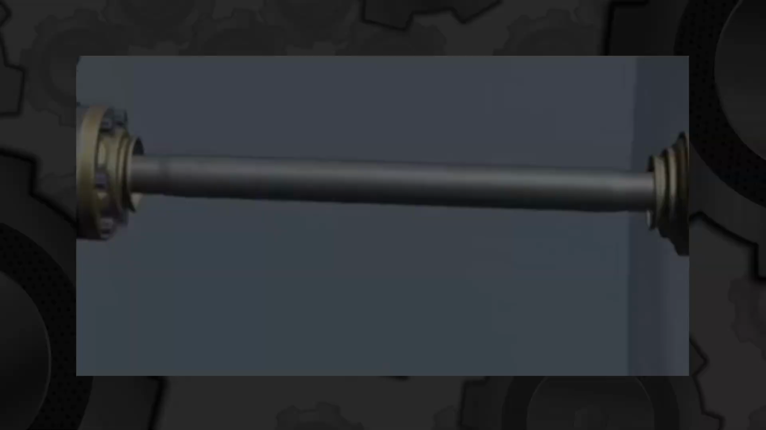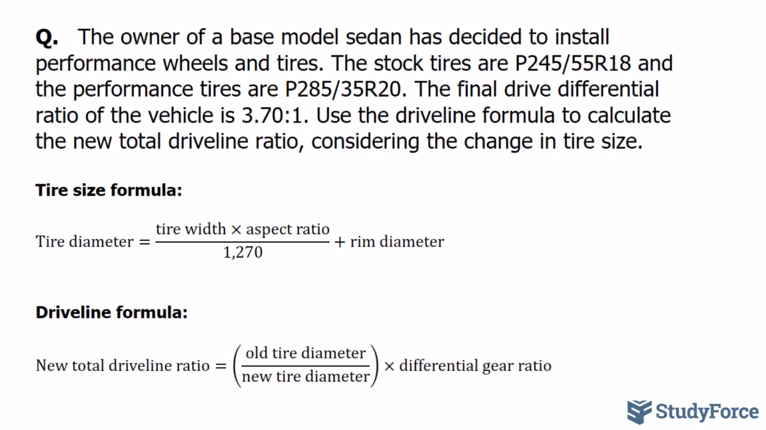In this video, we'll explore how to calculate tire diameter using a simple formula and see how the driveline ratio changes as a result. The question reads: the owner of a base model sedan has decided to install performance wheels and tires. The stock tires are P245/55 R18, and the performance tires are P285/35 R20. The final drive differential ratio of the vehicle is 3.70 to 1.